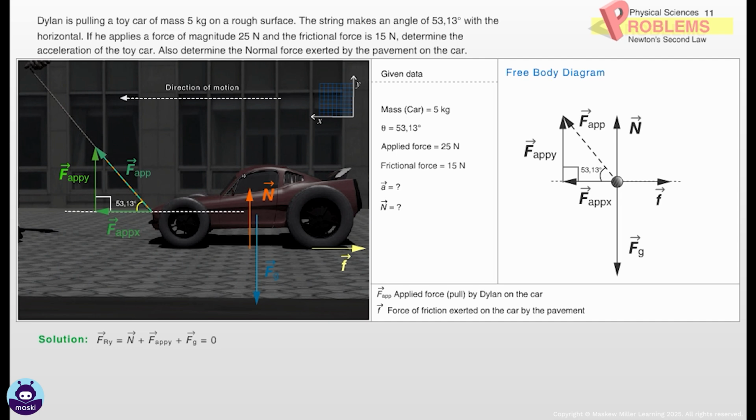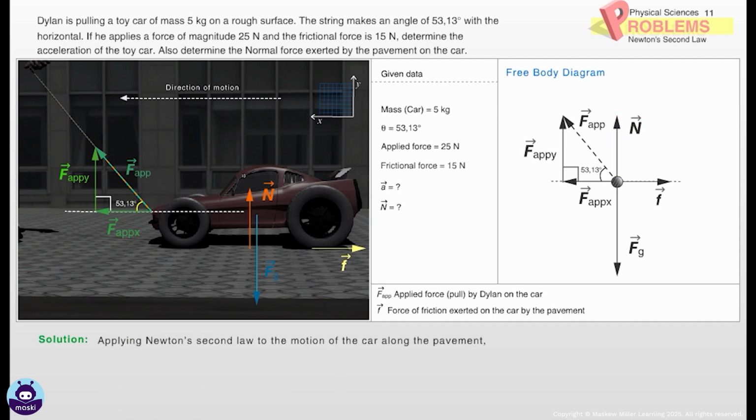Taking the upward direction as positive, we get F_Ry equals n plus F applied sine theta minus Fg equals 0. n equals Fg minus F applied sine theta equals mg minus F applied sine theta equals 5 times 9.8 minus 25 sine 53.13 degrees equals 29 newtons. Therefore, the normal force has a magnitude of 29 newtons in the upward direction.